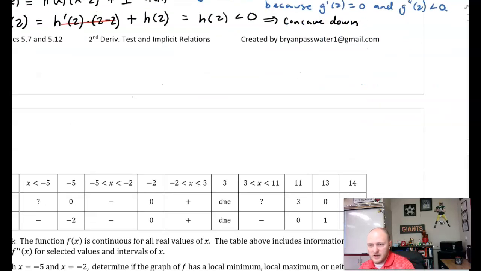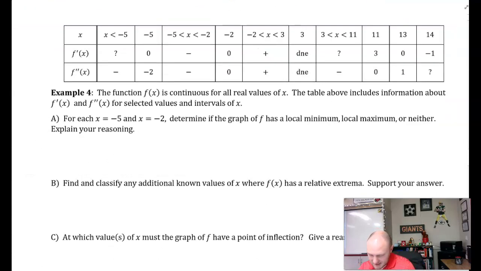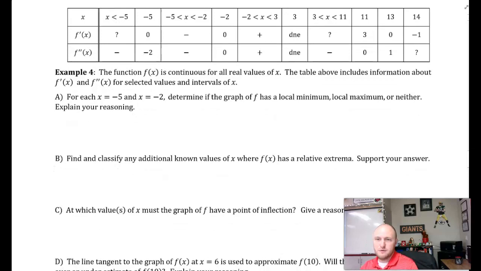All right, we're going to go ahead and look at the last example for this video here, example 4. The function f of x is continuous for all real values of x. The table above includes information about f prime of x and f double prime of x for selected values and intervals of x. They say for each x equals -5 and x equals -2, determine if the graph of f has a local minimum, a local maximum, or neither. Explain your reasoning.